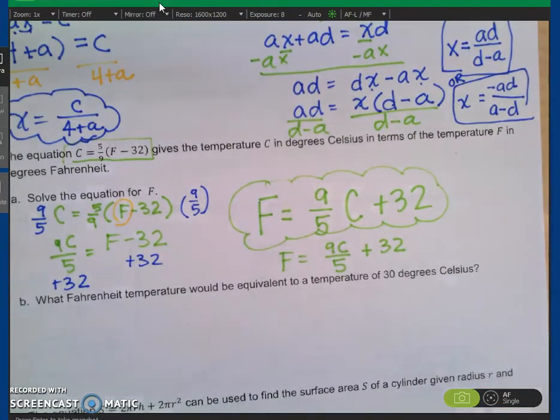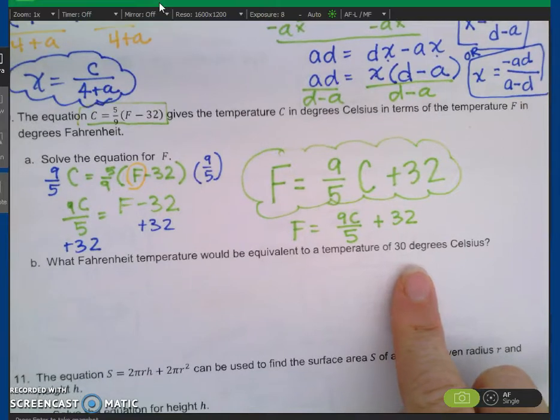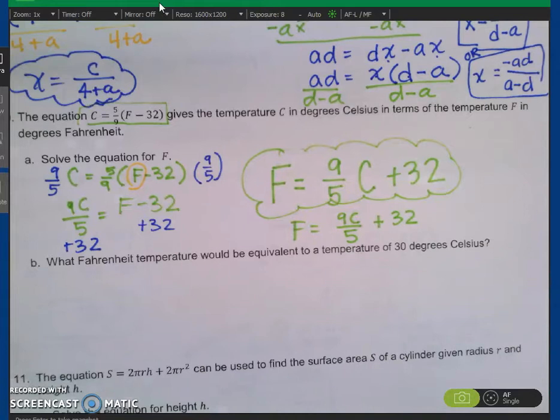Now that we know that, how about you tell me, if I know the temperature outside is 30 degrees Celsius, what is the temperature in Fahrenheit? Do you think that's really hot or really cold? I'm going to give you 2 minutes to answer the question. Please pause the video and put the timer on for 2 minutes, and then we'll start back up.